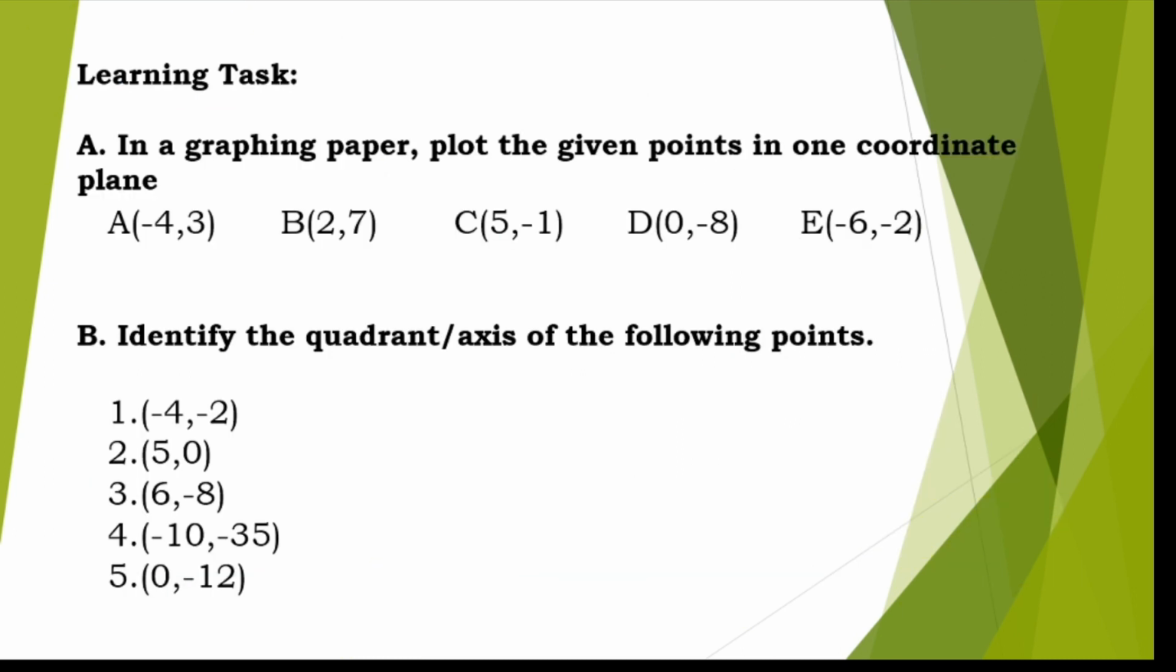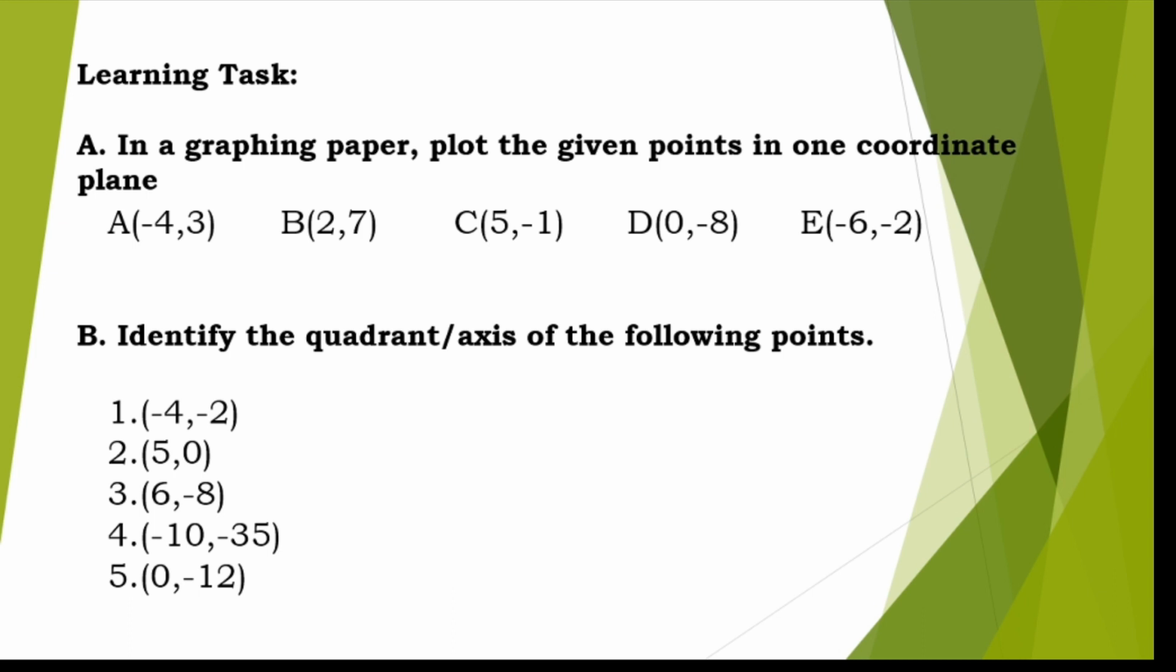Now, for your learning task for this week, in letter A, in a graphing paper, you're going to plot the given points in one coordinate plane. So we have point A, -4, 3, point B, 2, 7, point C, 5, -1, point D, 0, -8, point E, -6, -2. How many points do we have in one coordinate plane? We have 5 different points. Point A, B, C, D, and E.